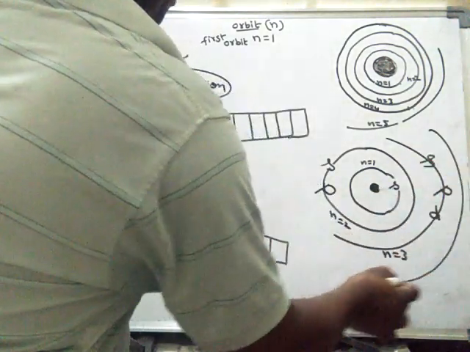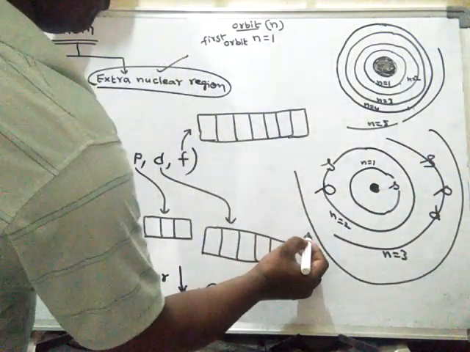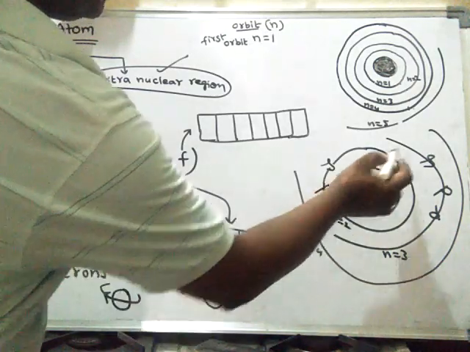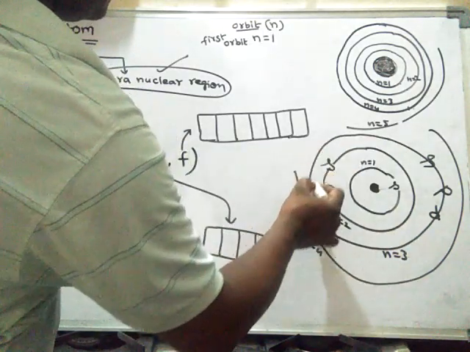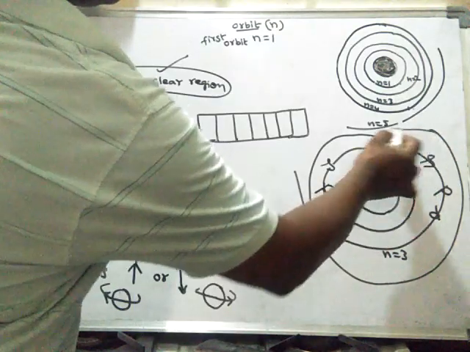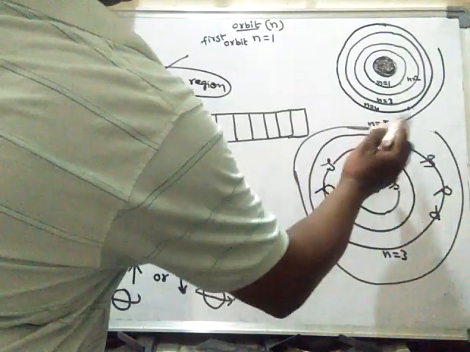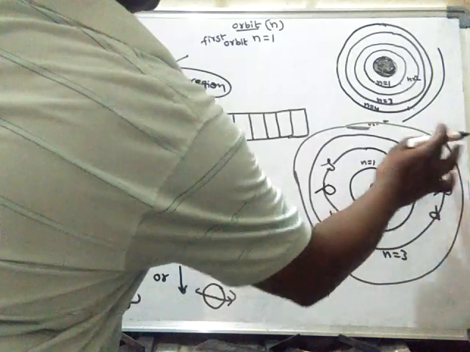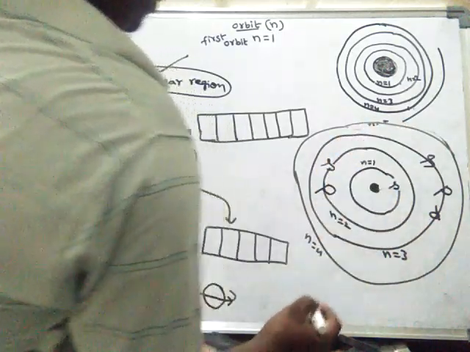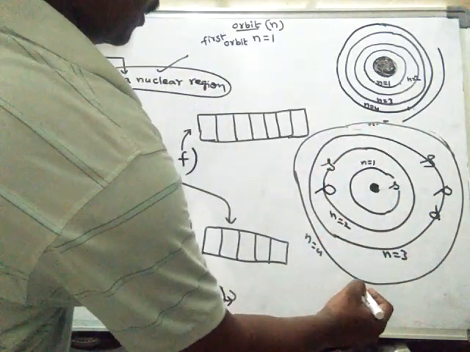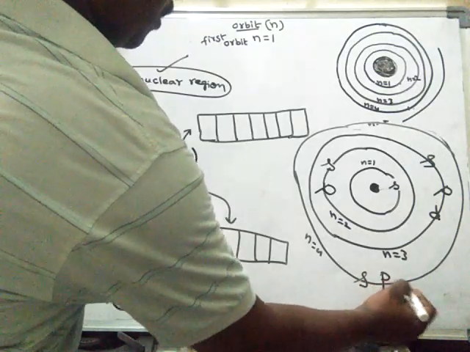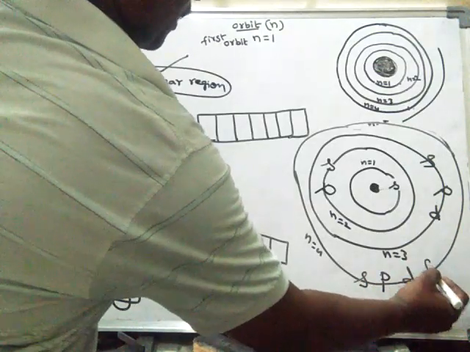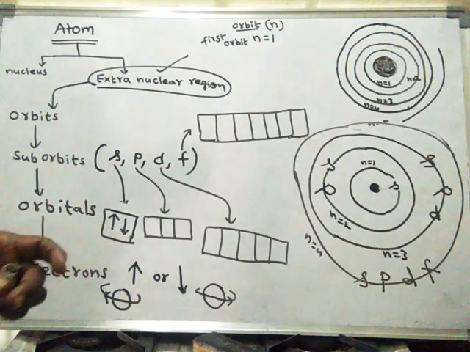If you take the fourth orbit, n is equal to 4. I didn't draw it completely. Actually, an atom is spherical in shape, so I am just drawing rough diagrams. So n is equal to 4 contains the s suborbit, p suborbit, d suborbit and even the f suborbit is present.